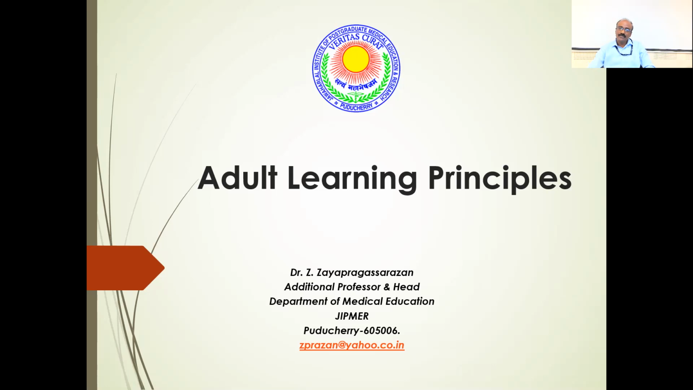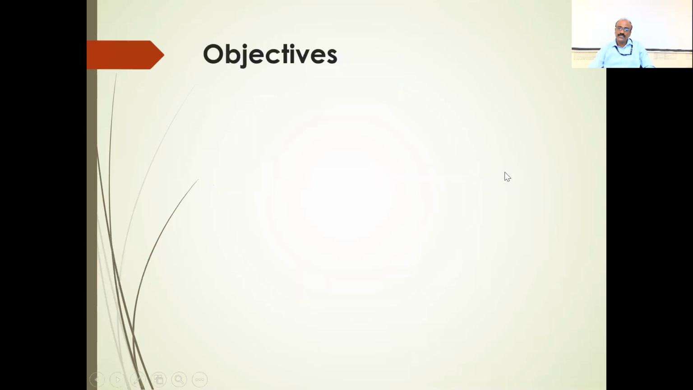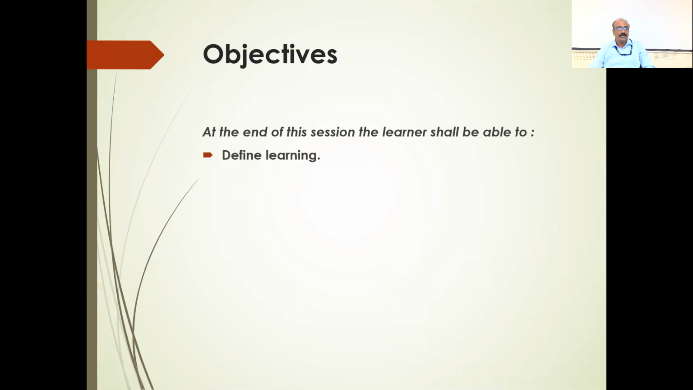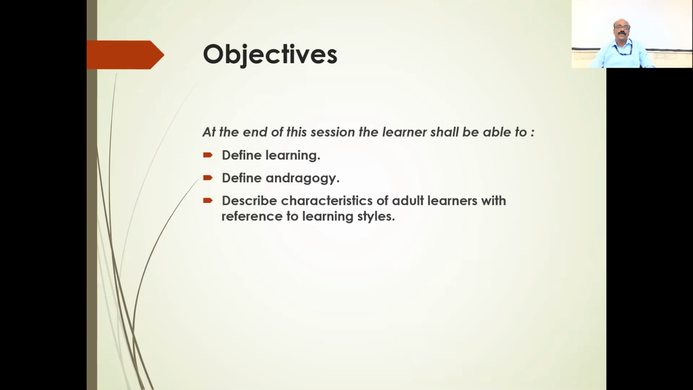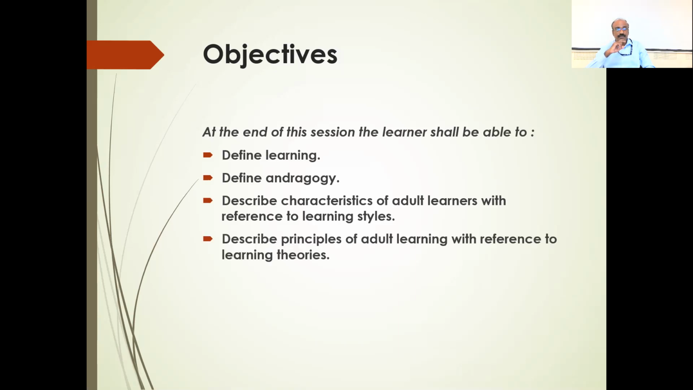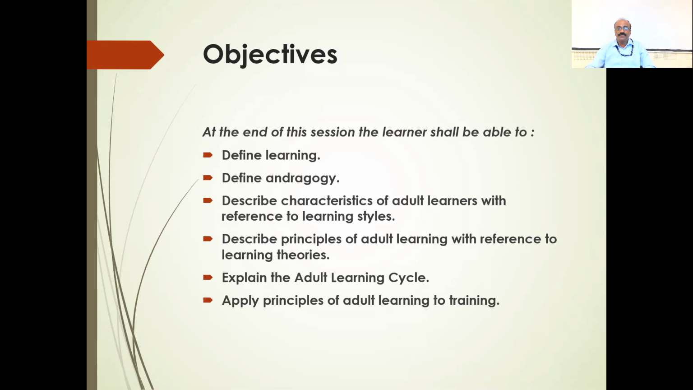So with this background information, let me move on to the objectives of this session. The following are the objectives of this session. At the end of this session, the learner shall be able to define learning, define andragogy, describe the characteristics of adult learners with reference to their learning styles, and describe principles of adult learning with reference to learning theories, explain the adult learning cycle, and apply the principles of adult learning to training.